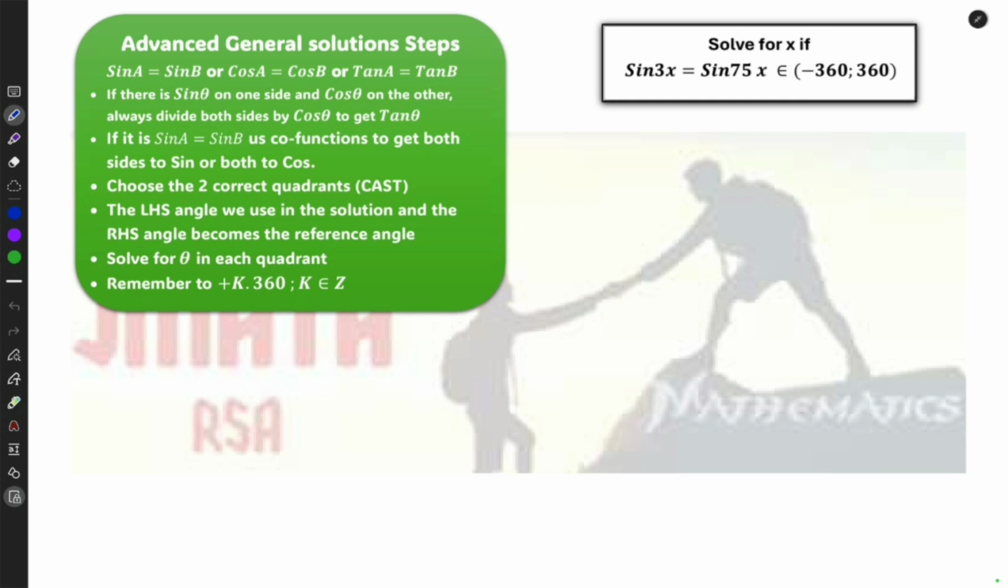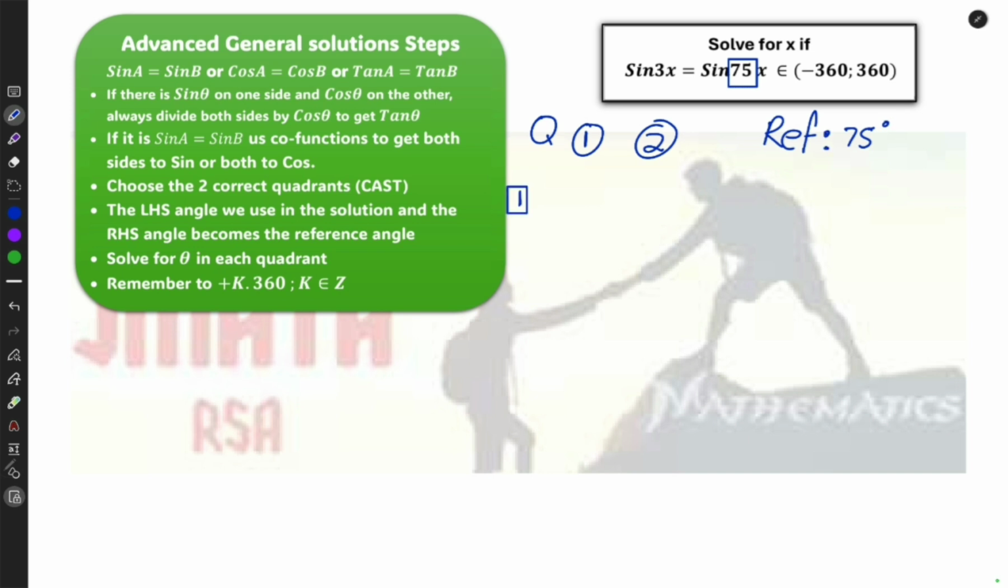Okay, now the big difference with these sums is that you will still get the quadrants, but your reference angle is actually given to you. So you don't need to shift sine or shift cos with these. So what I mean with that is I can see both sides are positive, so I know we're going to work in quadrant 1 and 2 because it is sine. But in this case, the reference angle I'm working with is the angle or the bracket or the expression that is on the right-hand side. So in this case, 75 degrees.